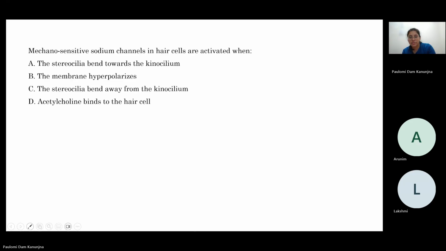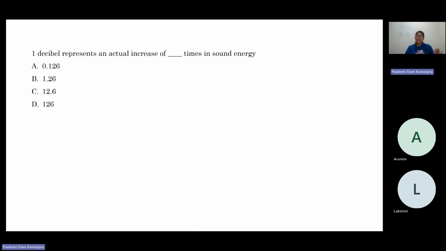So your stereocilia will bend towards your kinocilium. Multiple short hairs bending towards the long one, bending towards your sodium channel. Sodium just activated. Okay, very different kind of question.